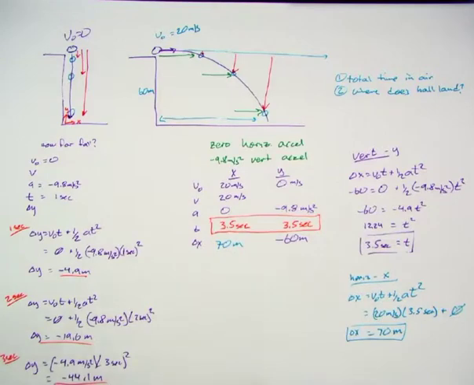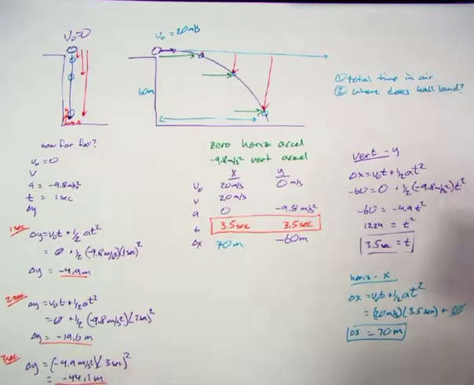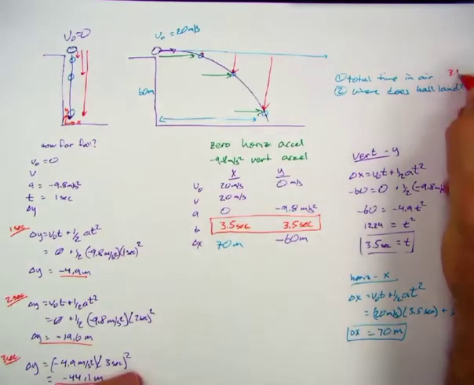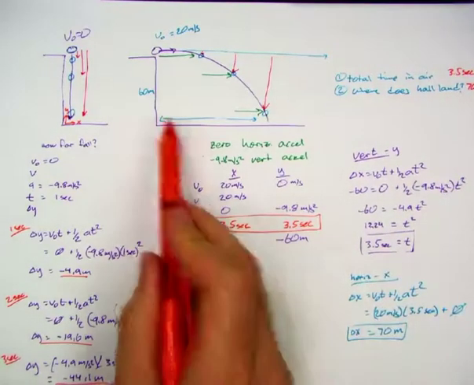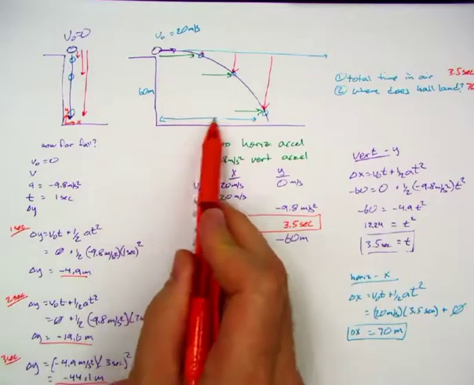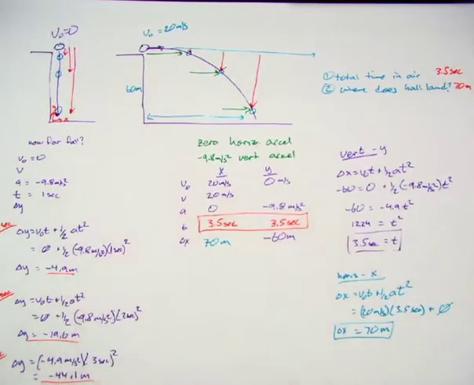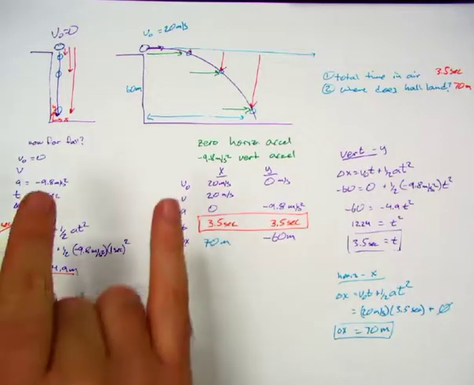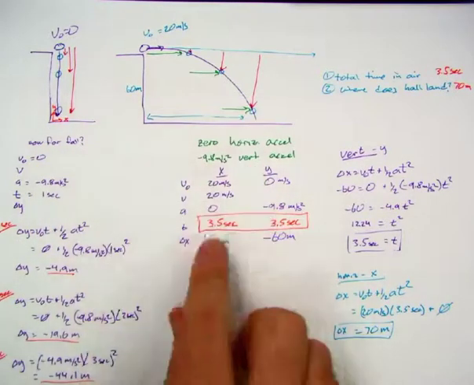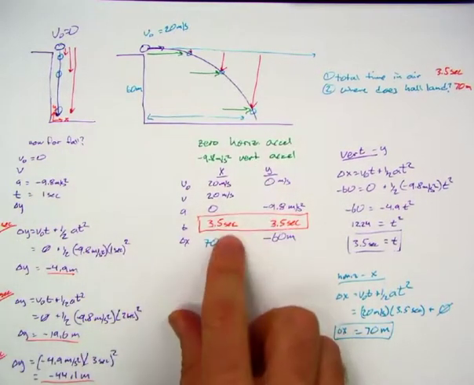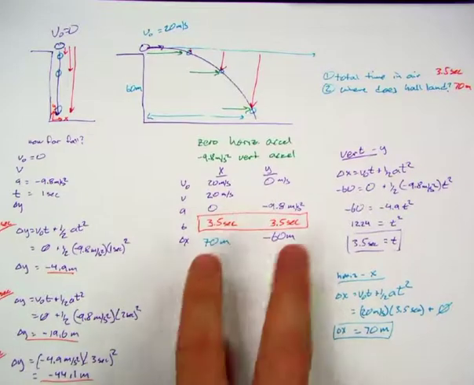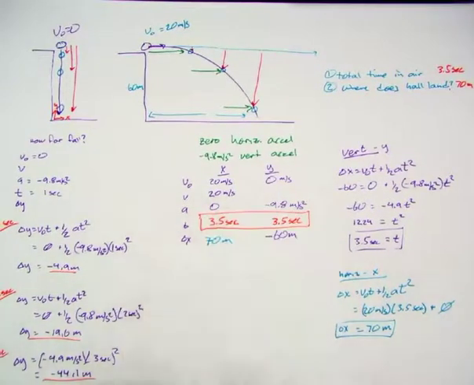You notice that just by filling in the chart, I have figured out my total time in the air. Total time in the air is 3.5 seconds. Where does the ball land? 70 meters. 3.5 seconds, 70 meters. 70 meters from where? From the edge of the cliff. This is what we were looking for, 70 meters. Okay? So that's the general theory. We know that there's a connection between the horizontal and vertical, and that connection is the time. But we treat them independently because they have different accelerations.